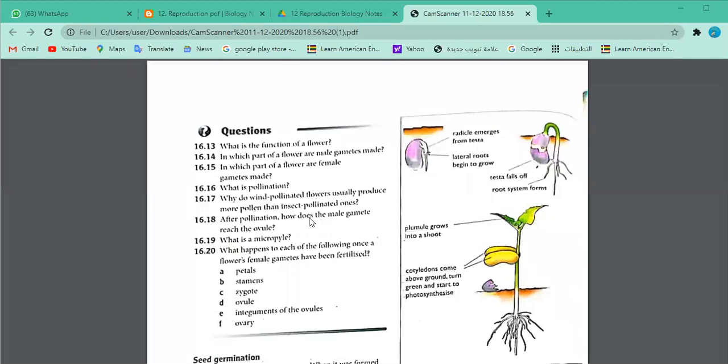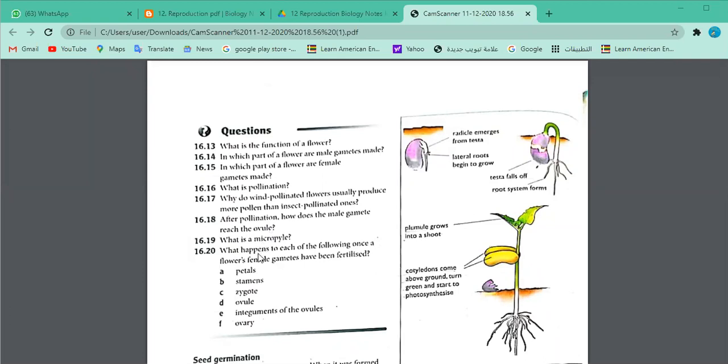After pollination, how does the male gamete reach the ovule? Correct. A tube grows out of the pollen grain and passes through the style into the ovule. So the pollen grain is producing a tube. The tube extends down to the ovary and transfers the nucleus through the micropyle into the ovules. So there's a fusion. Yes, that's true. Okay, very good.